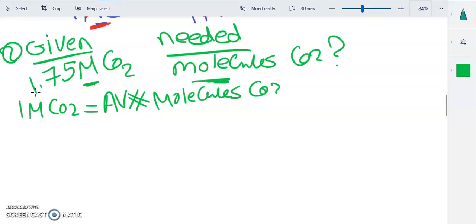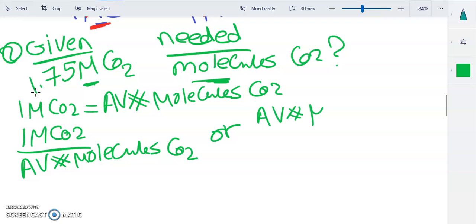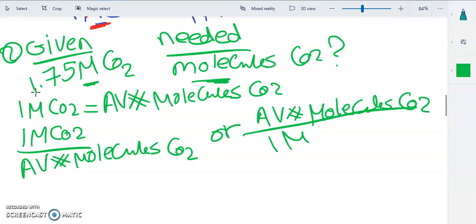CO2. And then the first conversion factor can be 1 mole CO2 over Avogadro's number of molecules of CO2, or Avogadro's number of molecules of CO2 divided by 1 mole CO2.